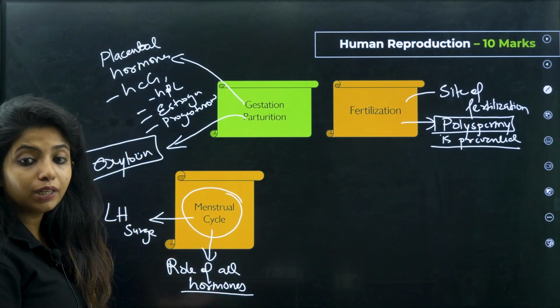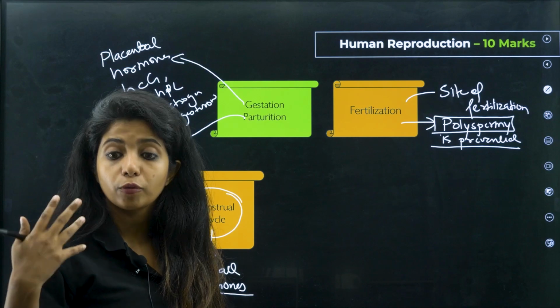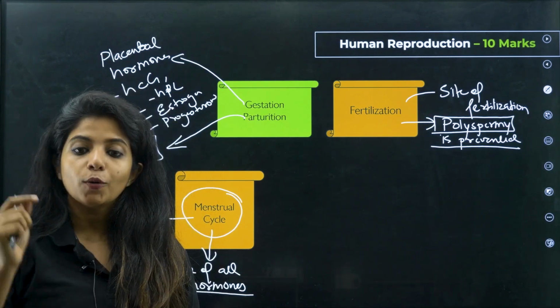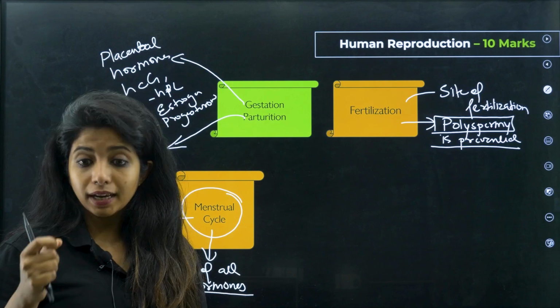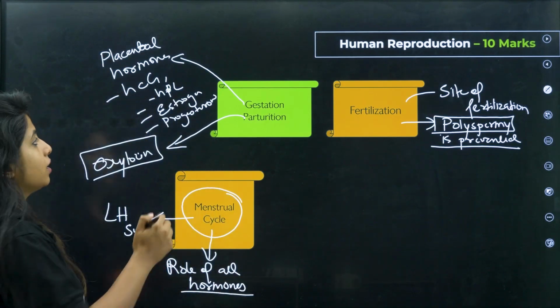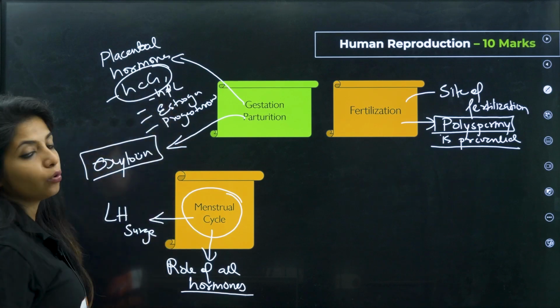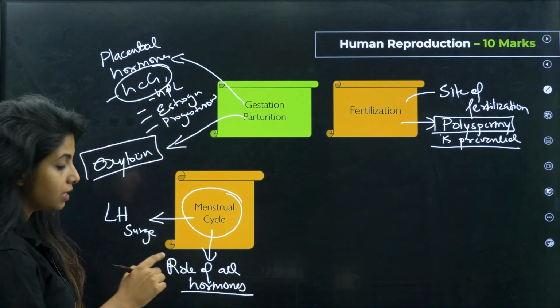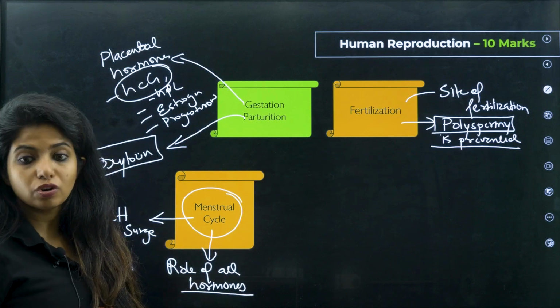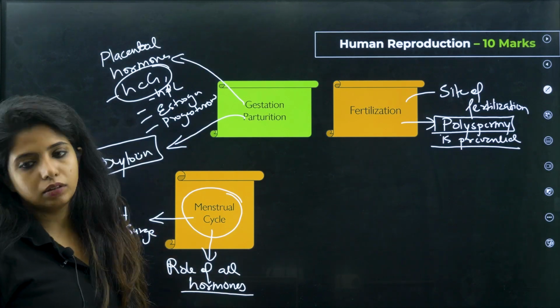What does the corpus luteum release? It releases progesterone. What is the role of progesterone? It maintains the endometrium lining. So all this is important. Now, during pregnancy, who takes up the role of LH? It is HCG that takes up the role of LH. HCG will now tell the corpus luteum to keep on releasing progesterone. Usually LH does that, but now HCG is doing it.